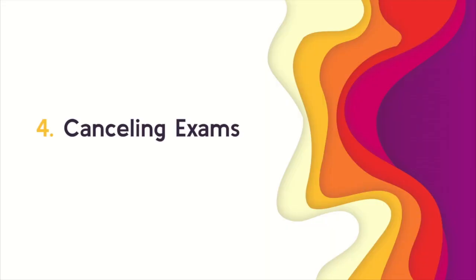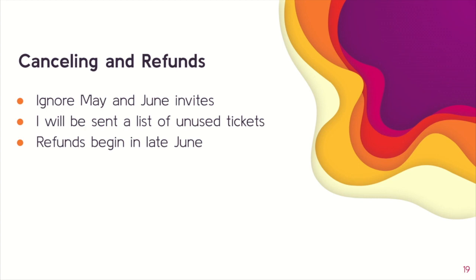All right, how to cancel exams. Canceling exams is very simple. You just ignore the invitation to take them. So if you ignore your May invitation and you ignore your June invitation, then AP will consider that exam canceled. I will then get a list of all of the students that didn't take either the May or the June exam, and I will begin issuing refunds sometime in late June.